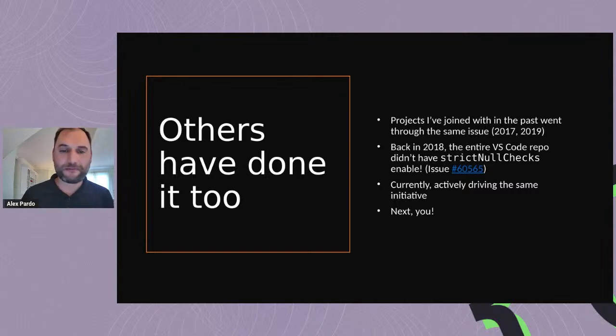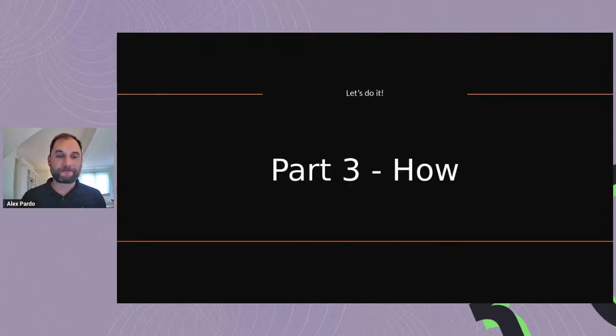There is a notable project here, an open source project, the VS Code repository. All the way back in 2018, they didn't have strictNullChecks. And from this issue number 60565, they began an initiative to enable it and slowly migrate everything to be strictNullChecked. And possibly after this talk, I hope you will be the next one to also have migrated your TypeScript project to be strictNullChecked as well. Right? So without further ado, let's do it.